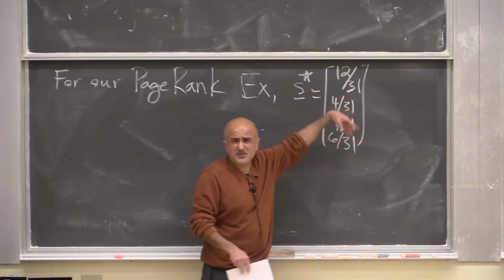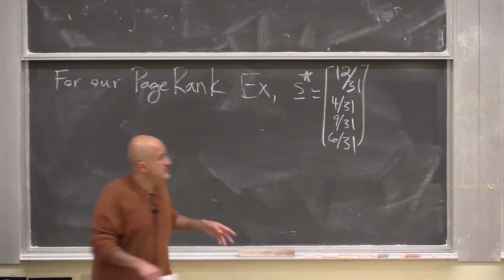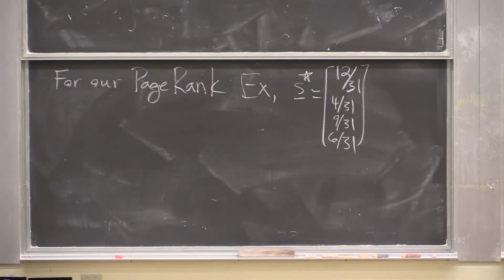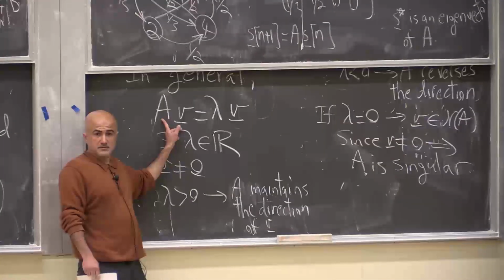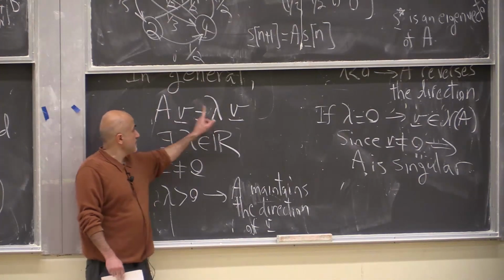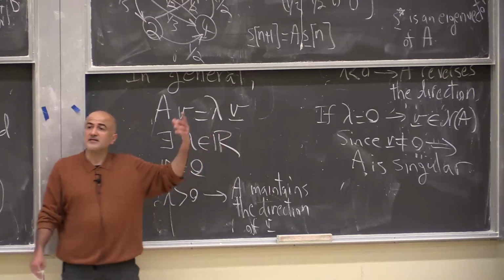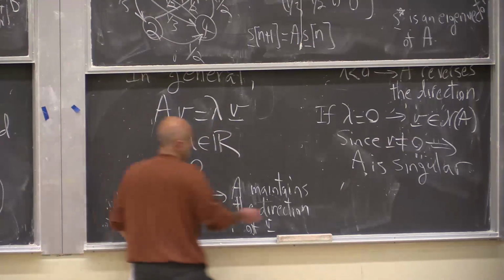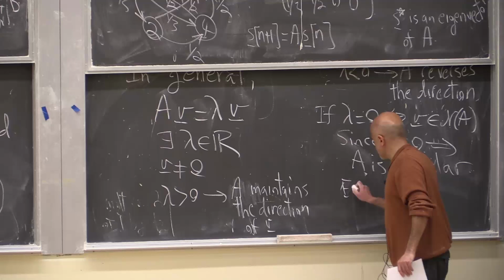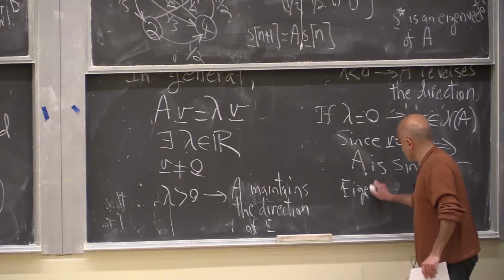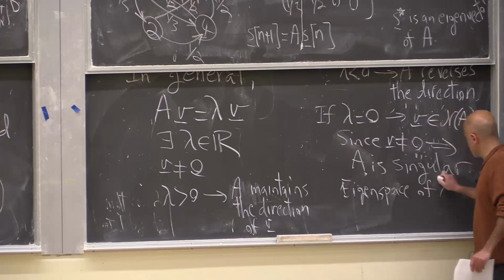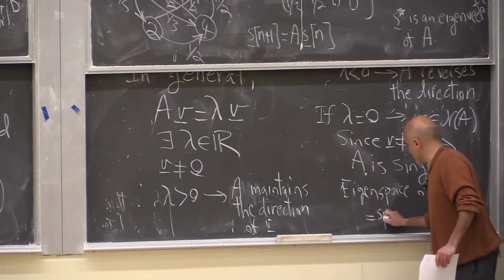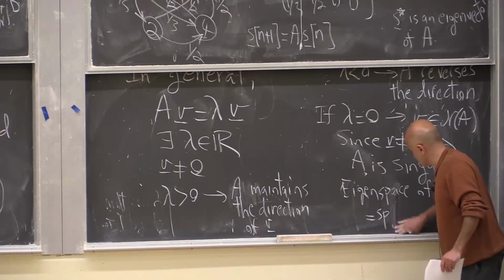Now, I don't want to look at all these fractions, because notice if I, in my eigenvector eigenvalue equation, scale the vector v, the same scalar is going to show up on the other side. So associated with every eigenvalue is actually an eigenspace. So the eigenspace of lambda is the span of the vector v.